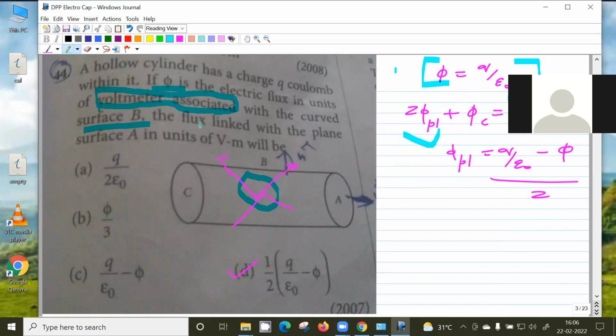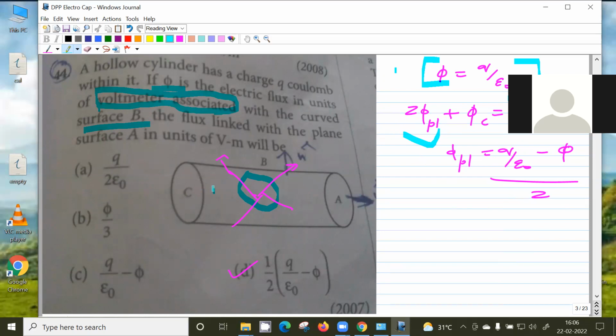Yes, sir. That is an assumption which is not mentioned in the question. The hollow cylinder, a charge Q is placed within it, if phi is the flux. Suppose the charge is not in the center, it's somewhere here, then I cannot find this as half of the total coming out of the two. So the assumption is it's placed at the center. Only then is the flux through both the plane faces the same, so I can write it as 2 times a plane face.